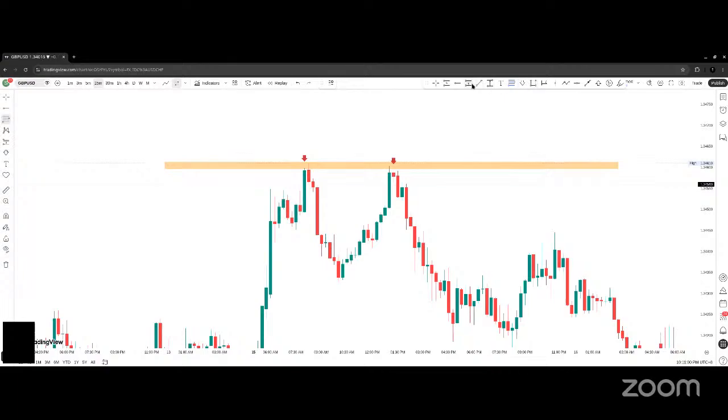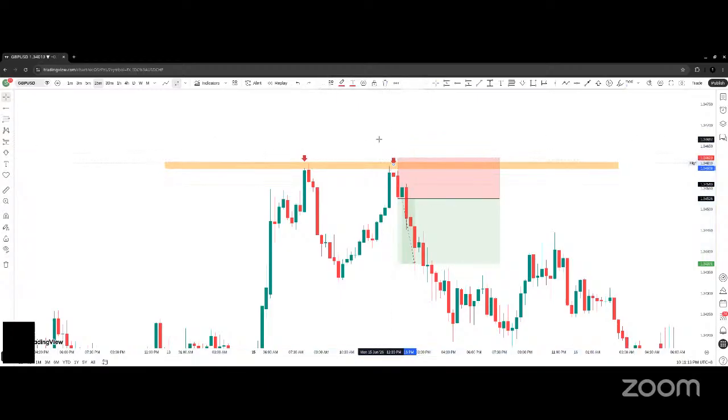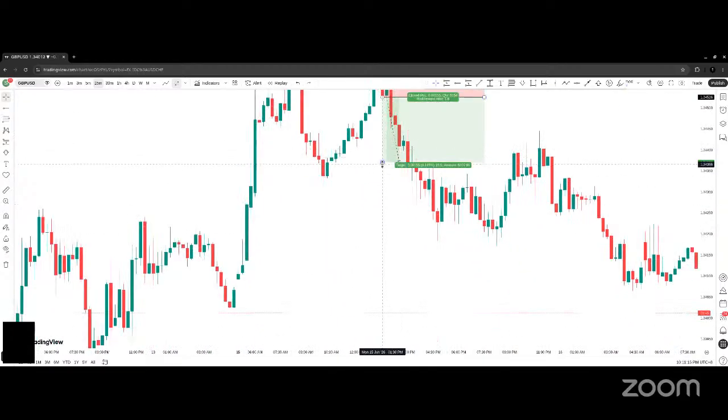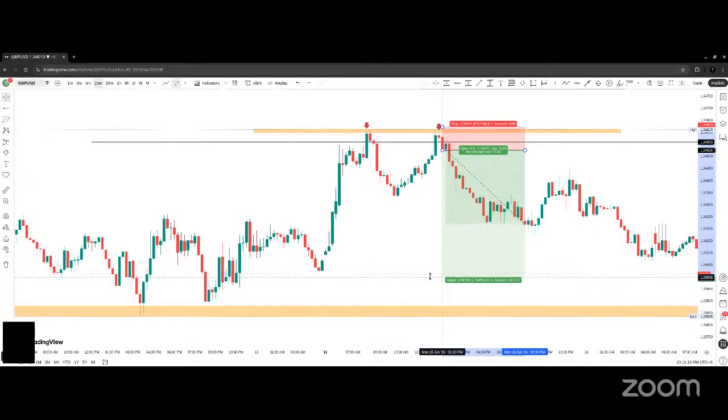On the second rejection, you're going to place a sell the moment the third candle engulfs the whole structure. Meaning once the candle closes, we're going to take a sell. The stop loss is going to be on top of the resistance. And your TP is going to be placed on your nearest hour 4 support, which is all the way at the bottom.